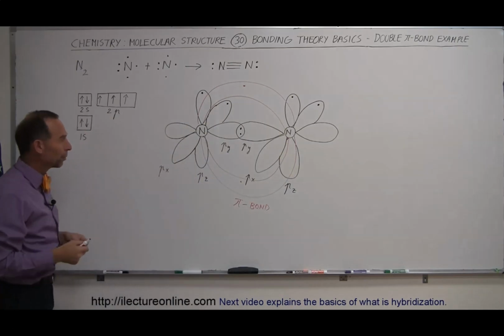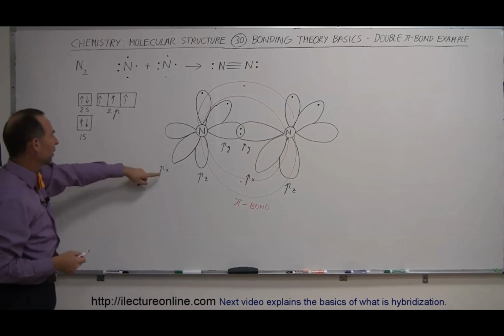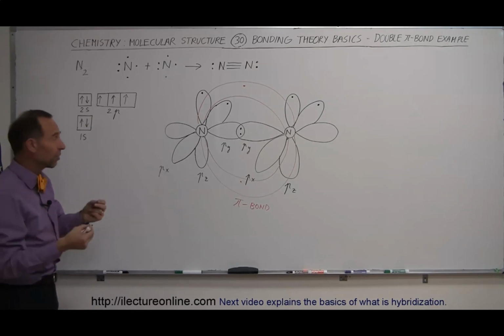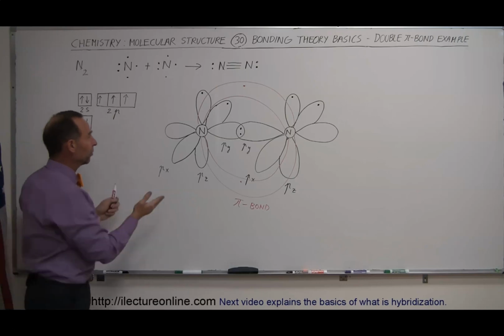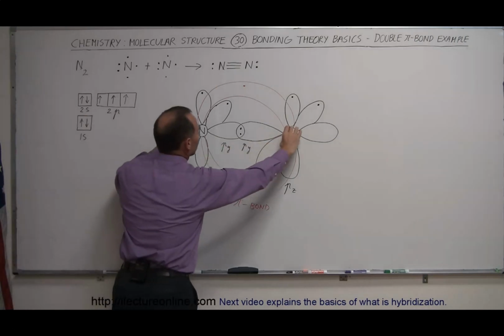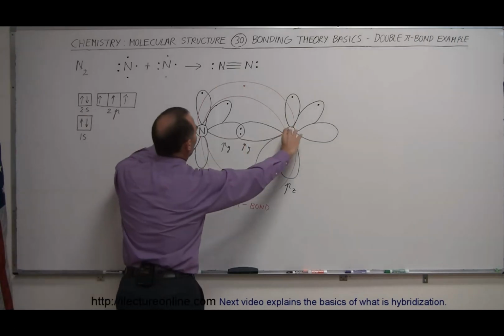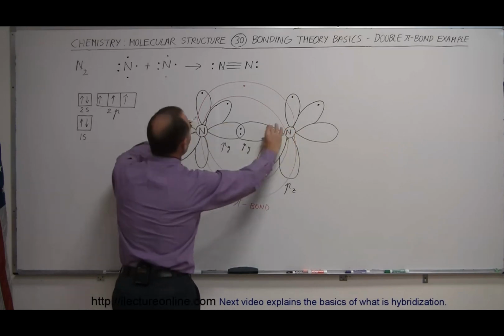But what about the py orbitals? Oh no, there we have those already. What about the px orbitals? They have a single electron in each nitrogen as well, and so they will want to form bonds, and they're going to form bonds by bending in this direction, one in front of the board, one behind the board.